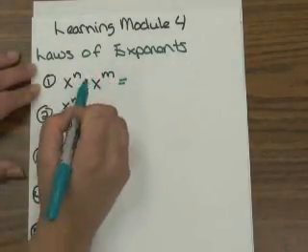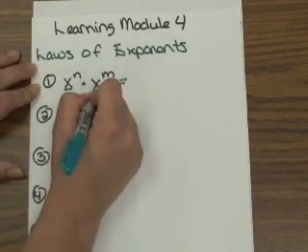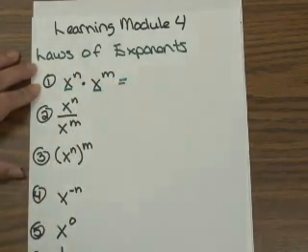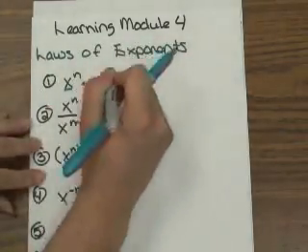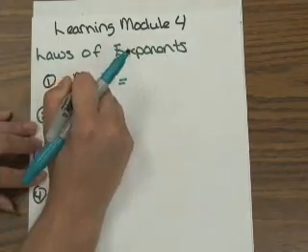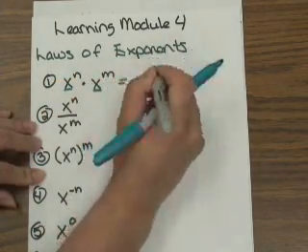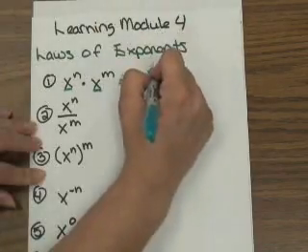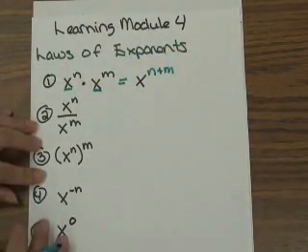So, when you have terms that you're multiplying together where the base is the same, they both have an x, what happens to the exponents is you add them together. So in this case, x to the n times x to the m power, you're going to get x to the n plus m. Now again, these are just definitions. We'll go through examples as we go.